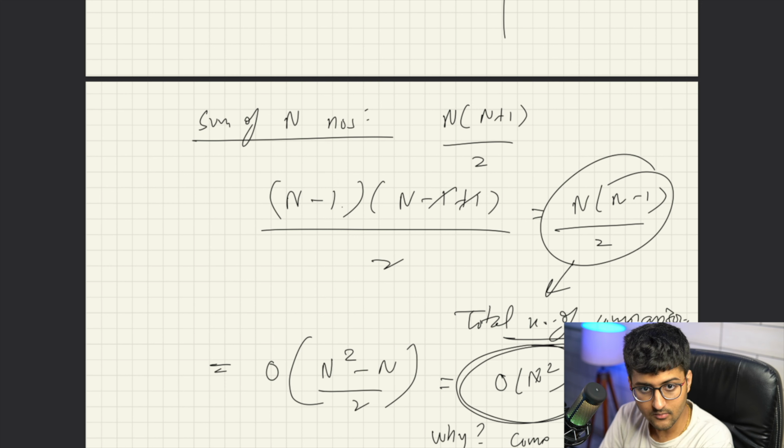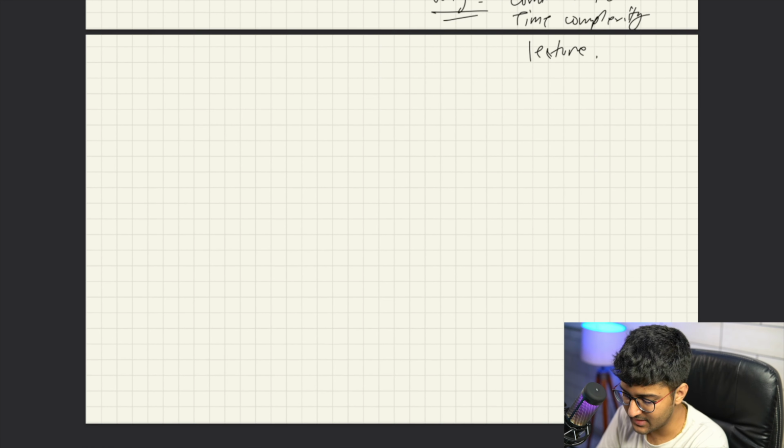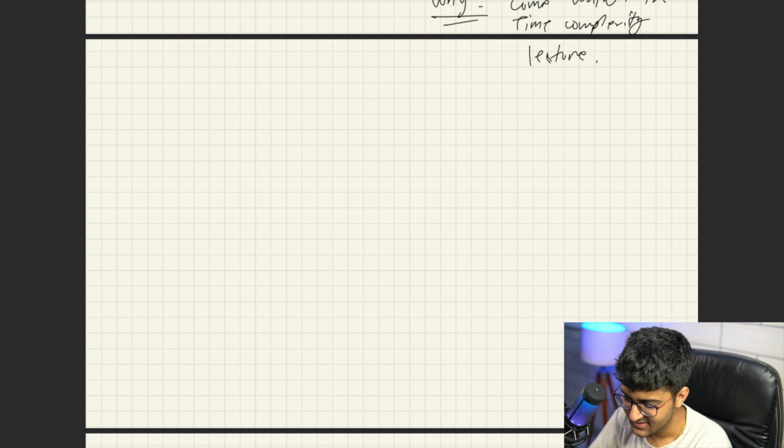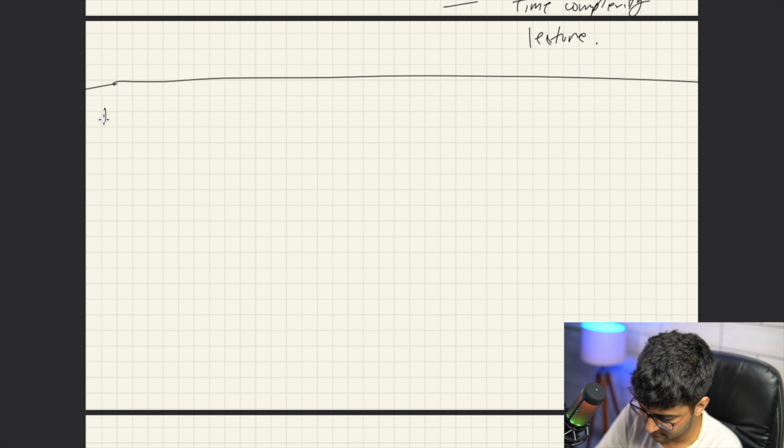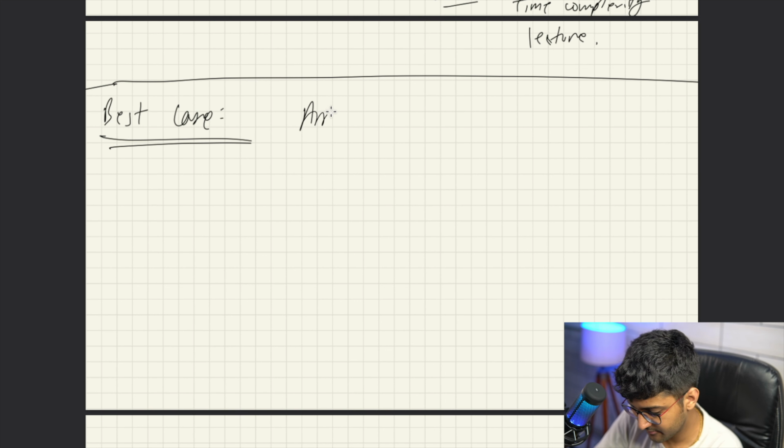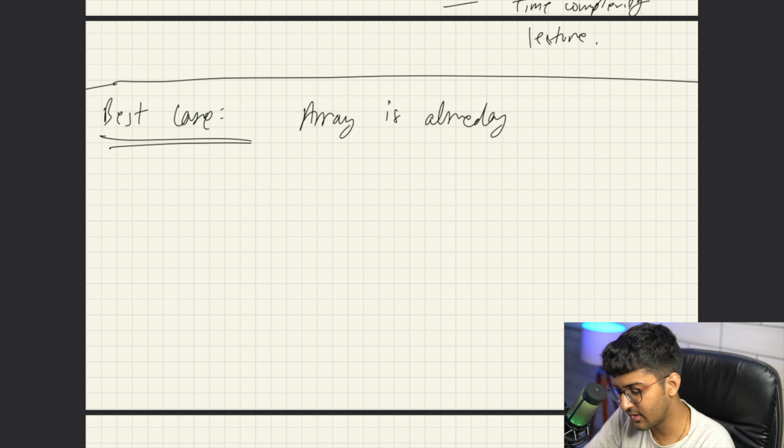Okay, cool. So what is the best complexity? This is where it shines. This is what is special about this algorithm. Let's talk about the best case complexity. Best case is when the array is already sorted. Let's see the total number of comparisons it will make if the array is already sorted.